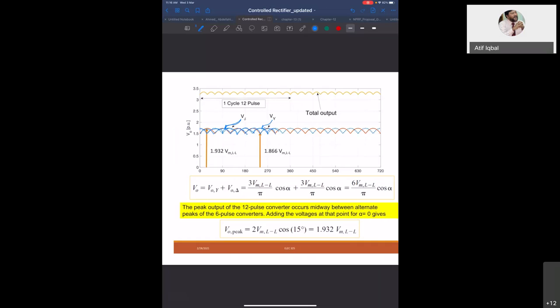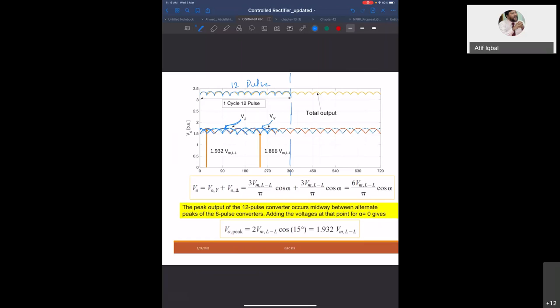Now, this is the output and this is another output. When you add them together, what happens? The sum of these two, you will get this. This is the sum of the two, okay? So now you will count that it is 12 pulse. This 12 pulse is happening because of the addition of the 30 degree phase shifted waveforms.